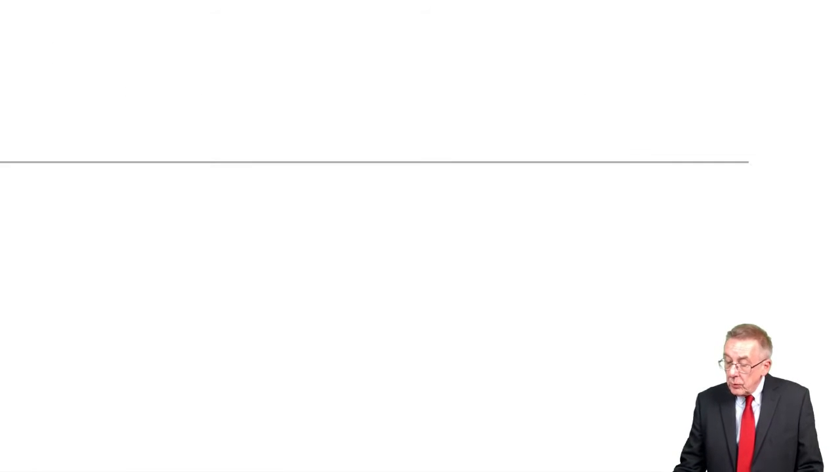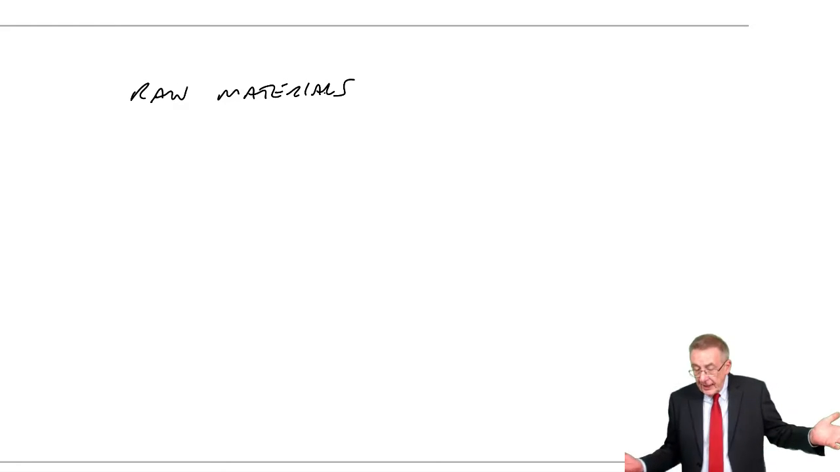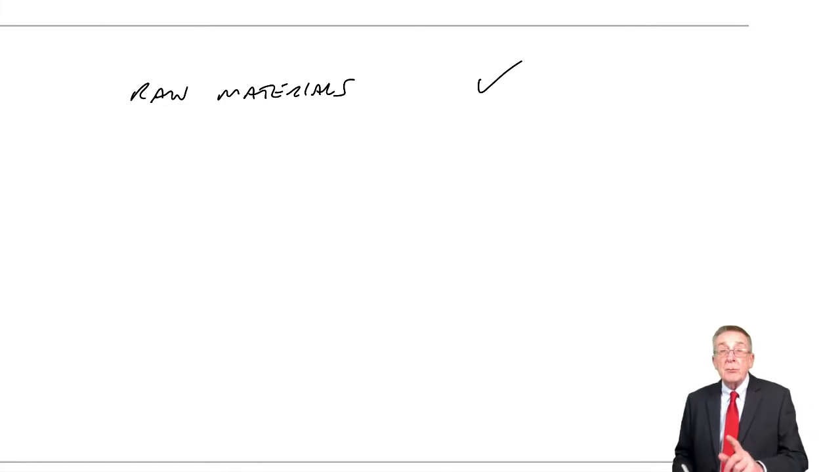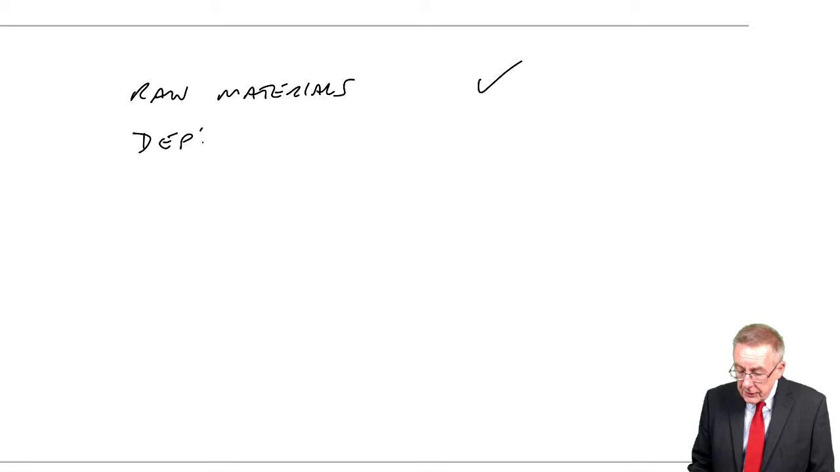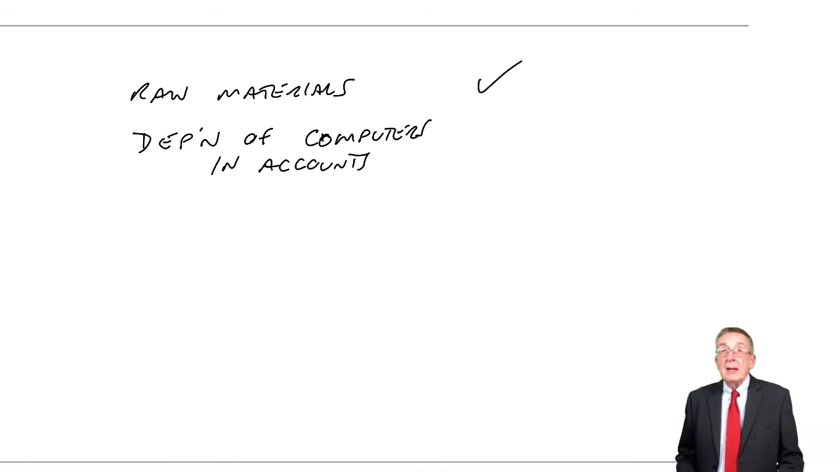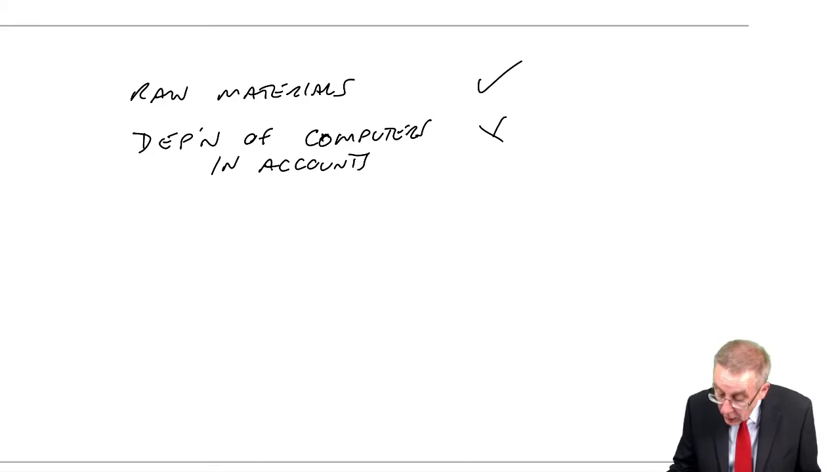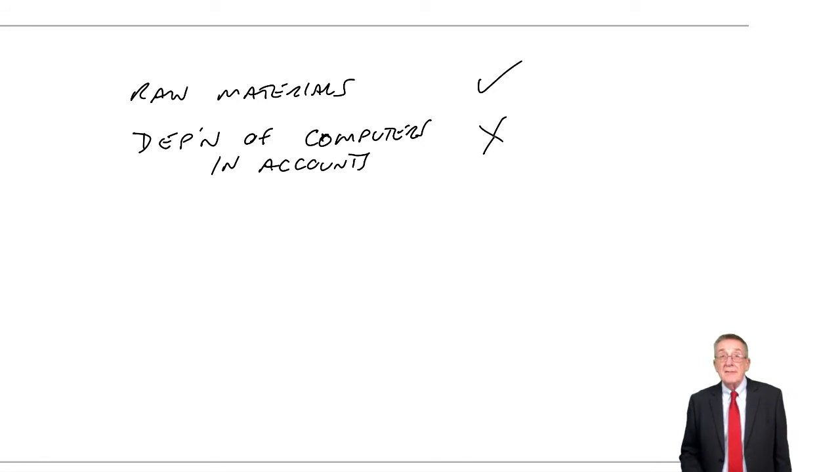So, think about it. What sort of costs might we have? What about the raw materials? By raw materials, I mean things like we make desks and use wood. Fine. That's a cost of making our goods. That would be included. What about the depreciation of the computers in the accounts department? It's a cost to the business, but of course it's not a cost in the factory. We don't include that when we're valuing our inventories.